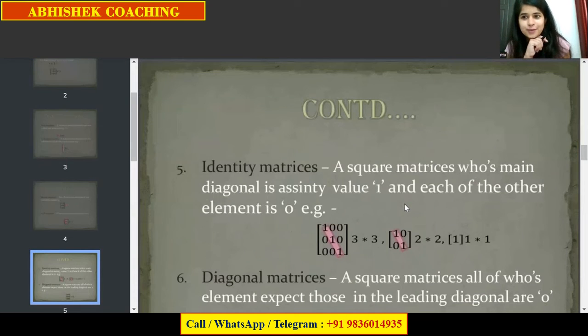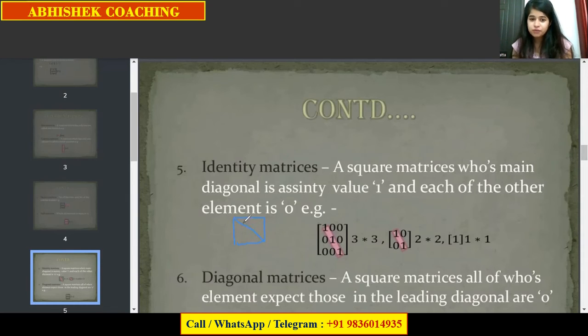Do you know what a diagonal is? A diagonal is the slanting line from one corner of the figure to the opposite corner of the figure. Actually, we read about diagonals in quadrilaterals. In a closed figure, if we join one corner to the opposite corner, it is a diagonal.